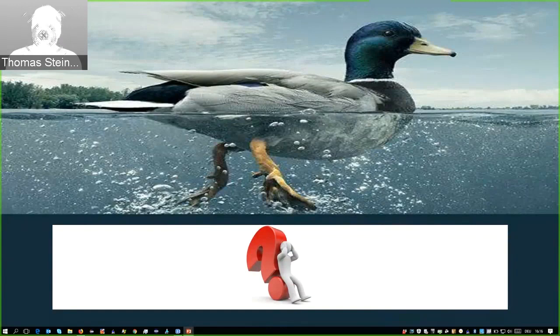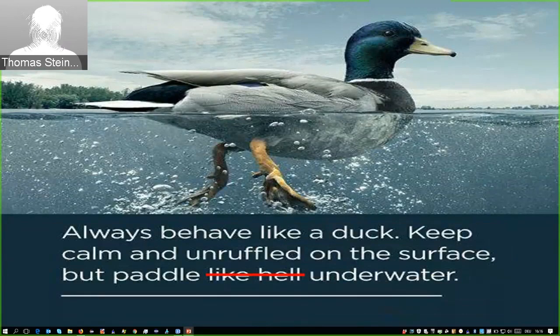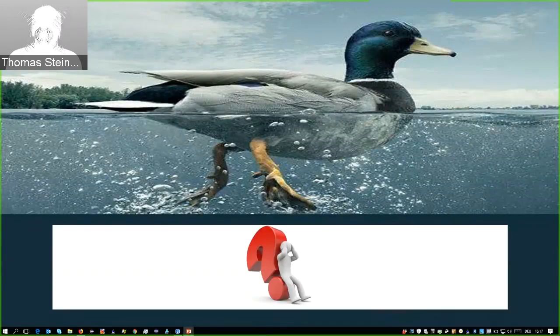It's like a duck: always behave like a duck. Keep calm and unruffled on the surface. So that's the head, it's a matter of how you approach other teams and so on. But still be in motion every time. So try to find things, analyze things, talk to teams to improve the product.